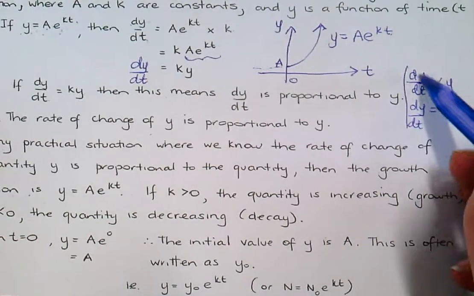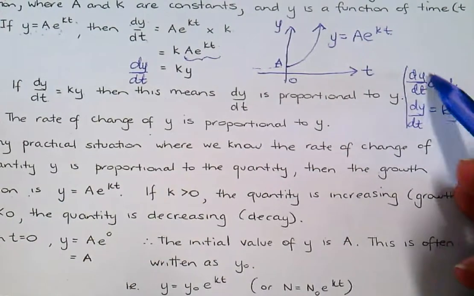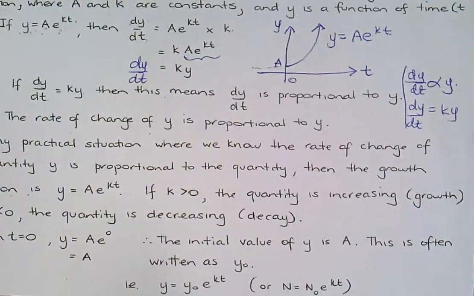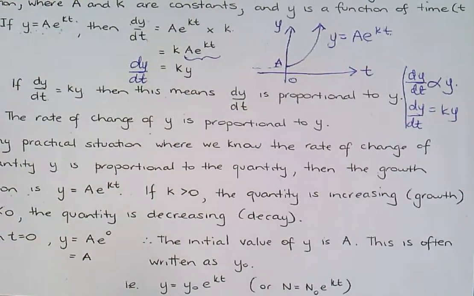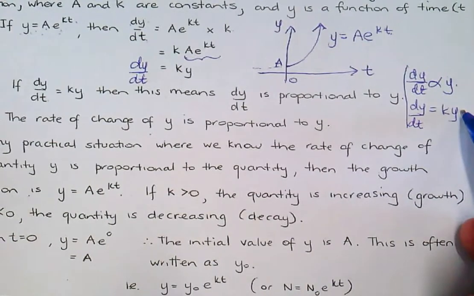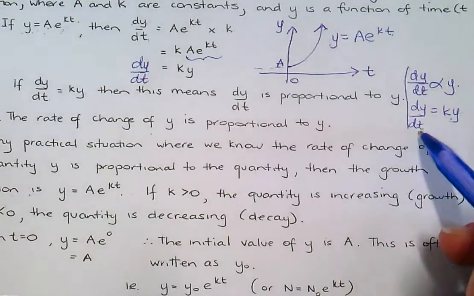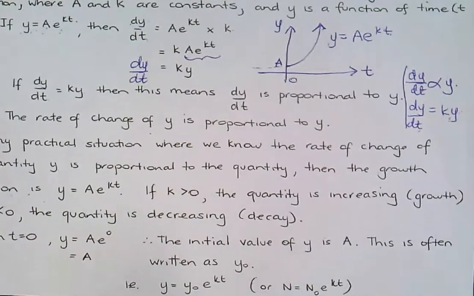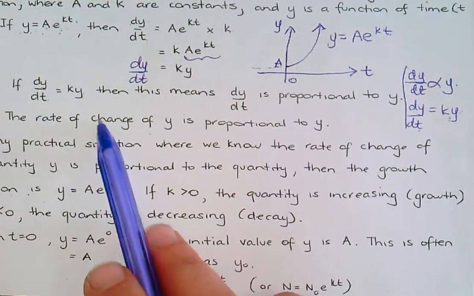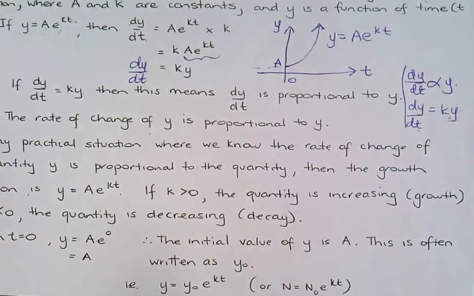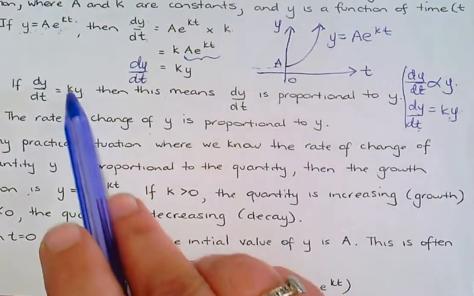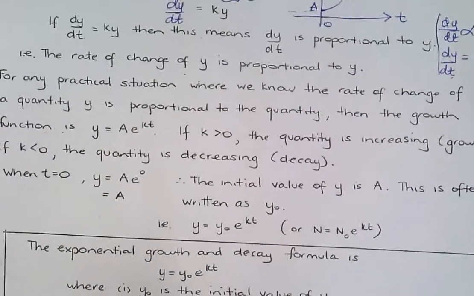The first thing there is a proportionality statement: dy/dt is proportional to y. What that means is, as y gets bigger, dy/dt gets bigger. That's direct proportion. In other words, if we're multiplying by some constant, whatever happens to y will happen to dy/dt. If y goes up, dy/dt goes up. If y goes down, dy/dt goes down. That's direct proportion. So in other words, the rate of change of y, dy/dt, is proportional to y because it equals a constant times y.